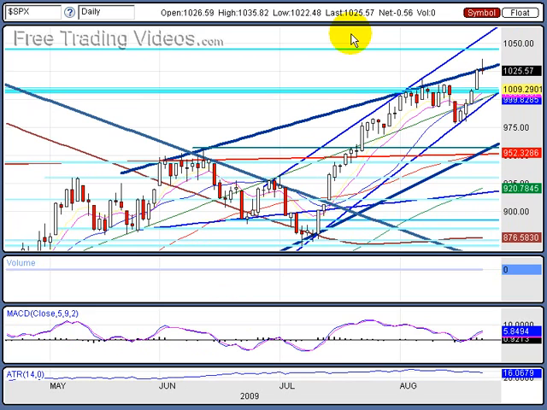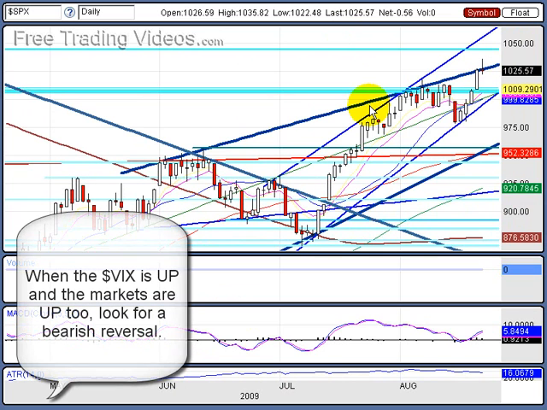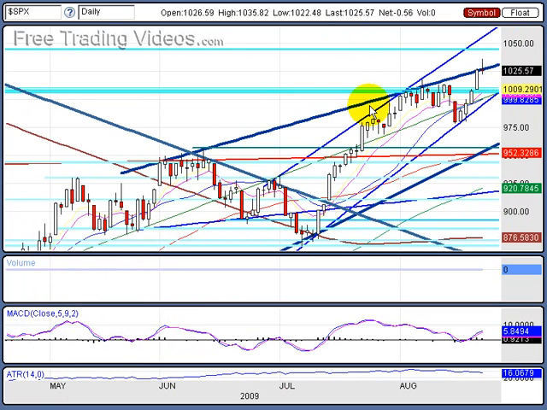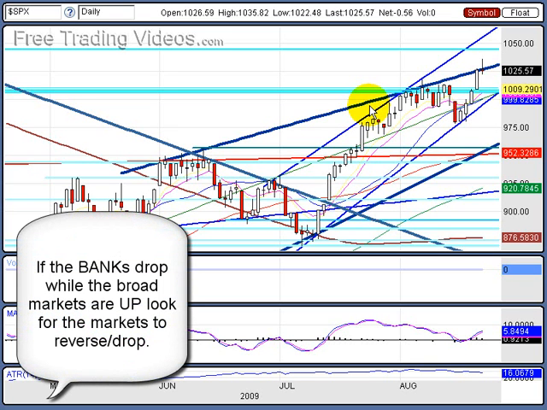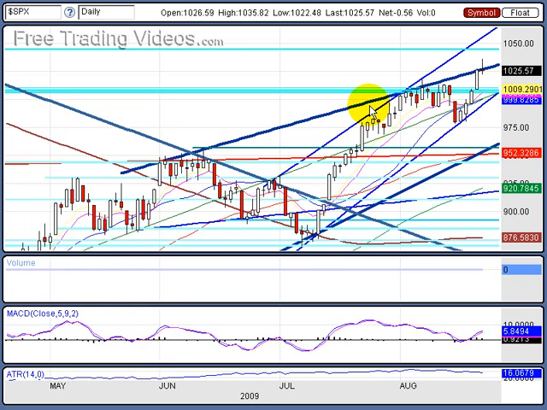What clued me in that this might take place was that the VIX, the volatility or fear indicator, was up when the markets were up also. That was telling me that things could be bad. Also, the financial sector was dropping when the markets were going up. You can only go up so long with no foundation underneath you. Because the financials were rolling over, it was just a matter of time before the markets did the same thing and came crashing right back down.